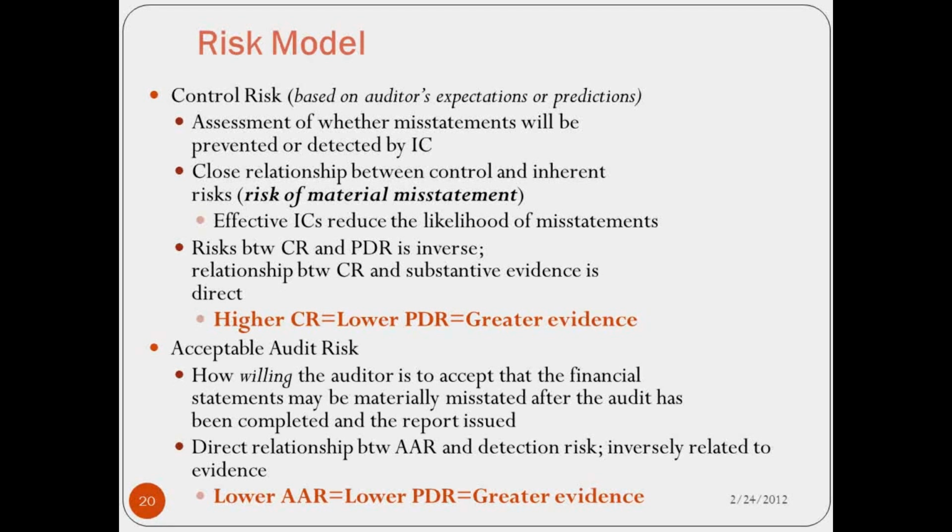And then we already talked about acceptable audit risk, so it's how willing the auditor is to accept that the financial statements may be materially misstated after the audit has been completed and the report issued. Right? There's a direct relationship between acceptable audit risk and detection risk, and an inverse relationship to evidence. So the lower your acceptable audit risk, the lower your plan detection risk, and the greater your evidence. In other words, if you want to keep audit risk low, you need to collect more evidence. And that increases your chances of detecting any material misstatements by collecting more evidence.